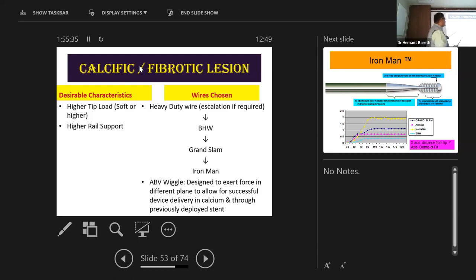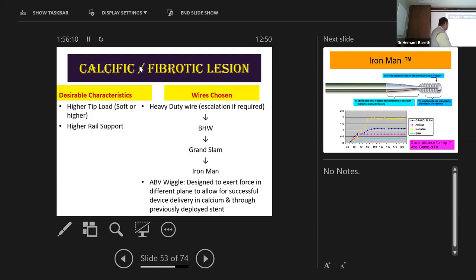So my recommendation is you can do an escalation technique. You can start with, let us say, a balanced heavyweight wire, which has a lateral support or range support of 15. And if it doesn't help, then you can move to Grand Slam, which has a support of about 39 or 40. If still not possible, then you could use this special Iron Man wire, which has more than 50 lateral support. So this is the currently available wire.